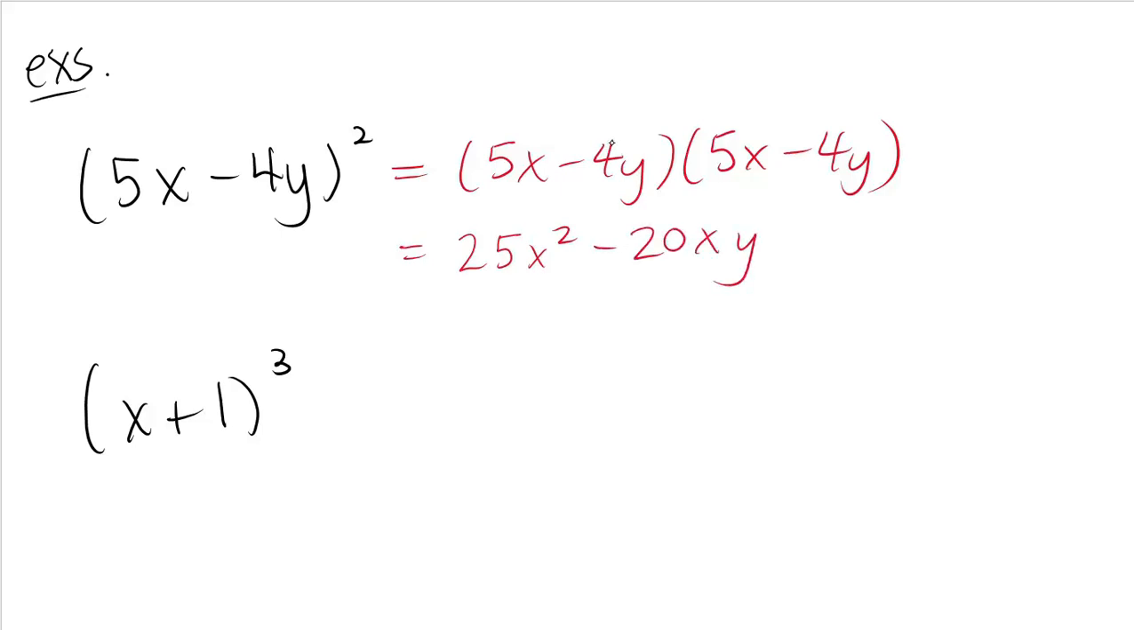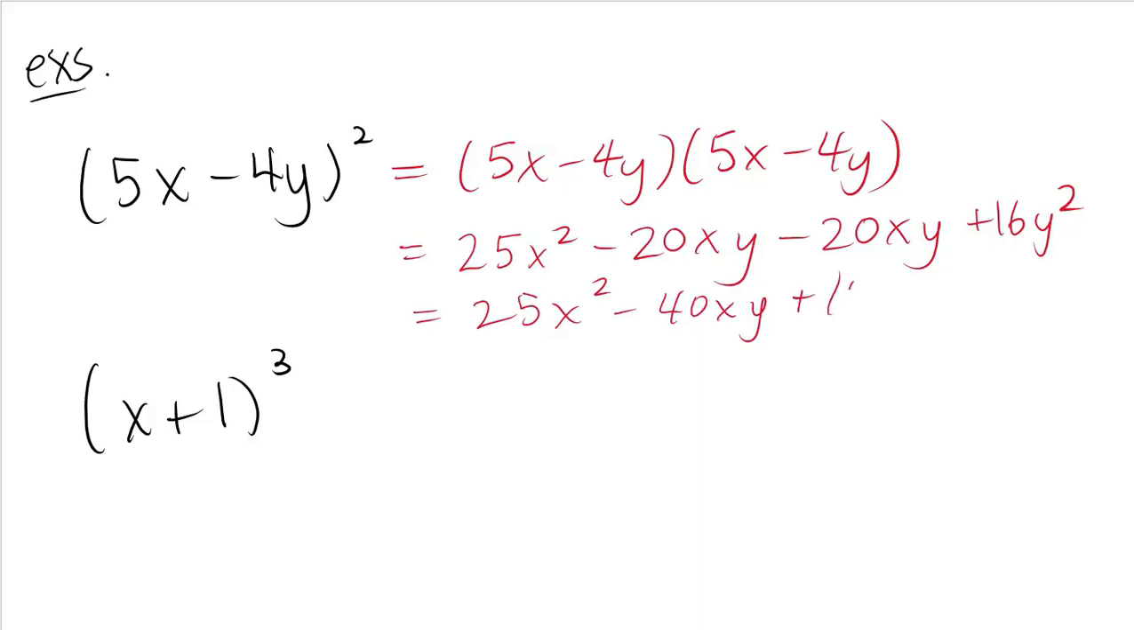The negative 4y in the first polynomial times the 5x in the second polynomial would also be negative 20xy. And then negative 4y times negative 4y is positive 16y squared. And we collect those like terms in the center to finish it off. 25x squared minus 40xy plus 16y squared. A common mistake is to take this exponent and just apply it to each of the two terms individually. But notice that that doesn't generate this middle term that you get from actually following the procedure.